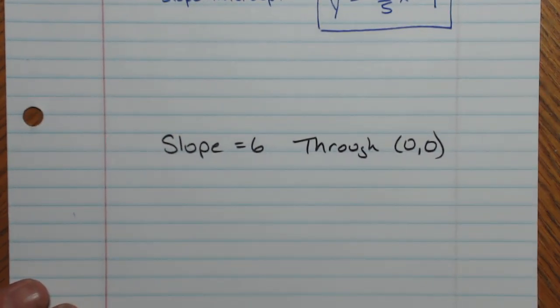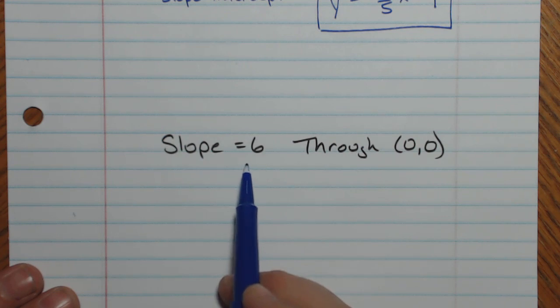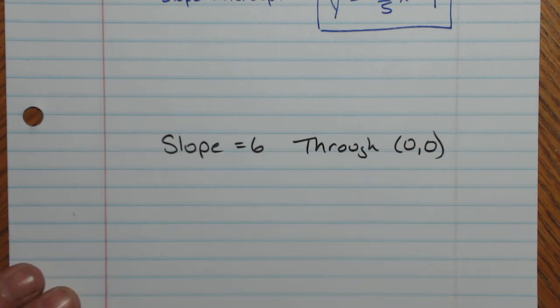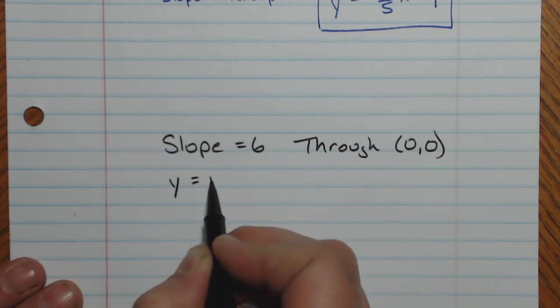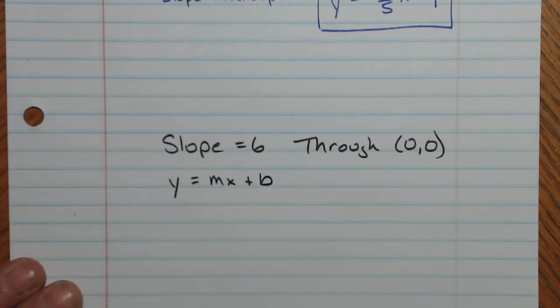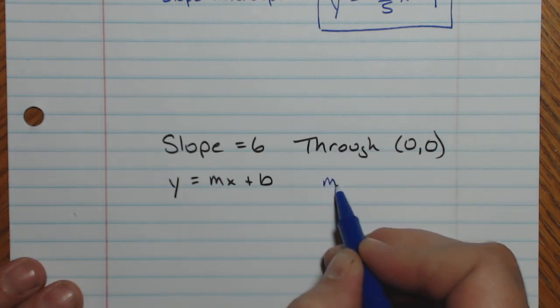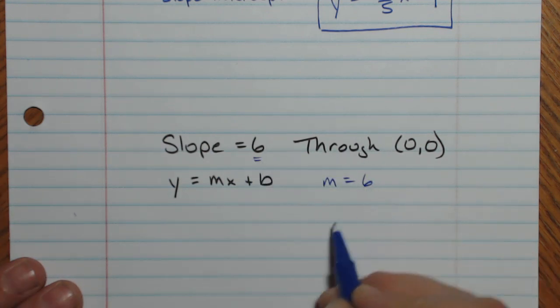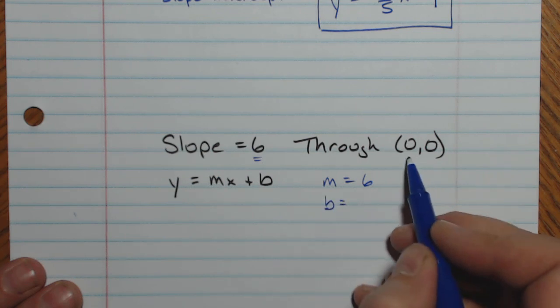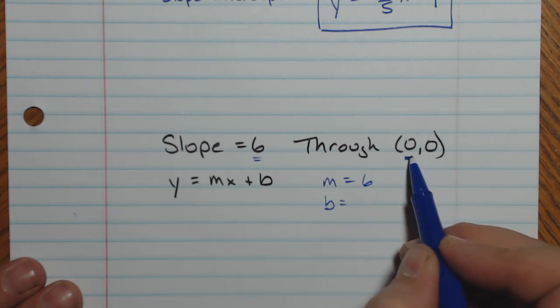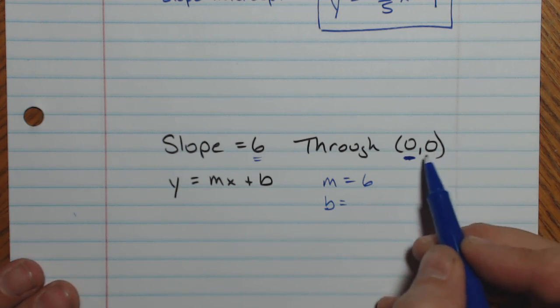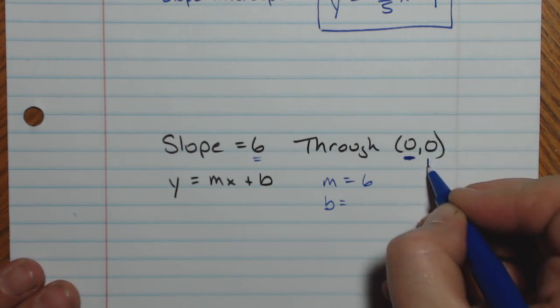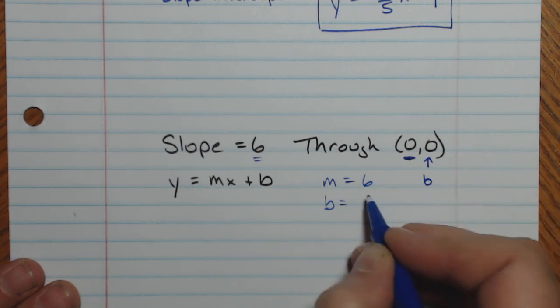This says write an equation of a line that's going to have a slope of 6 and goes through the point (0, 0). So when I actually set up my equation, again I have y equals mx plus b, and in this case I know my m, my slope, is 6, and my b, again they gave me the y-intercept. I know that because the x value is 0, and when the x value is 0 you get the y-intercept where the line crosses the y-axis. So in this case my value for b is 0.